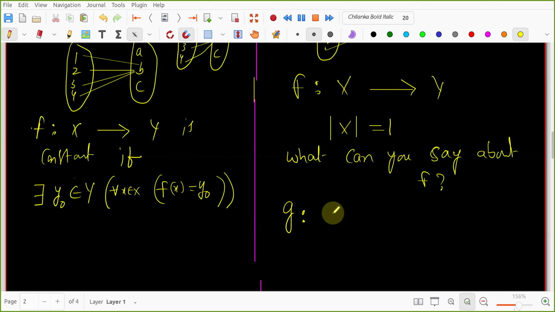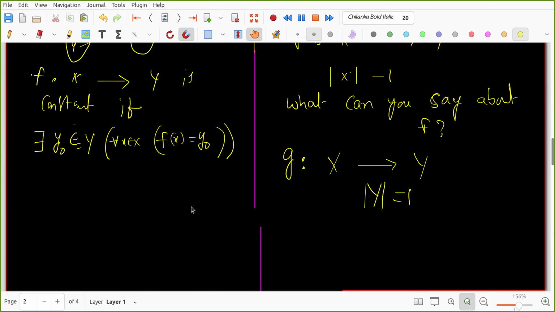Okay. Can you give me one more case, Tejas Huda? G from X to Y with some condition, so that again it is a constant function. The cardinality of Y is 1. If the cardinality of Y is 1, then g is a constant function. Okay, right. All of you think about it, I'm clearing.